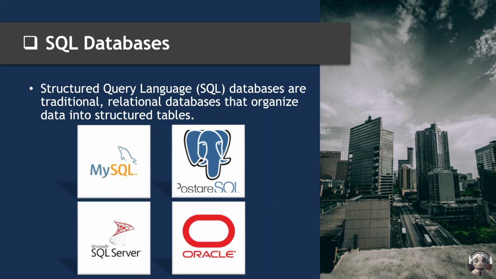SQL databases, or structured query language databases, are traditional relational databases. They organize data into structured tables, which makes them excellent for applications where data integrity and security are crucial. Common examples of SQL databases include MySQL, PostgreSQL, Microsoft SQL Server, and Oracle.